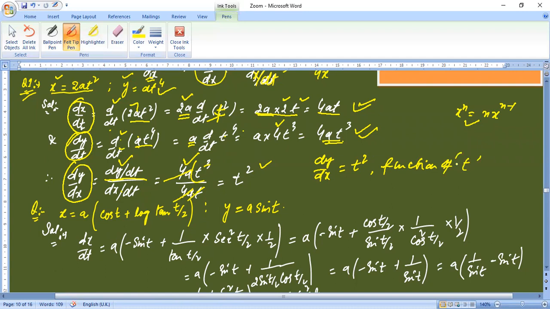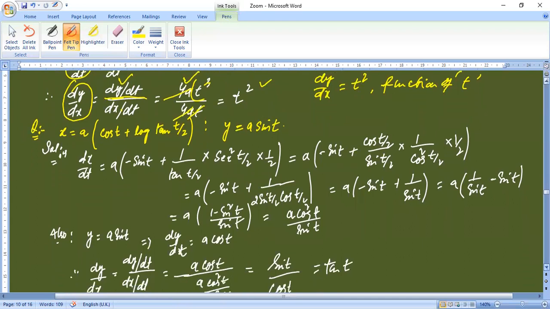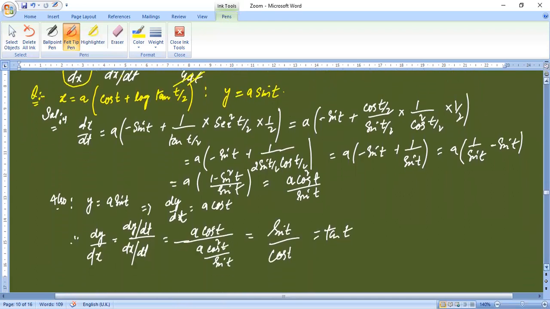Let's take one more example of the same exercise, that is x equal to a cos of t plus log of tan of t by 2, y equal to a sine of t. Now y equal to a sine of t, this is not an issue. Okay, let me first check dx by dt.